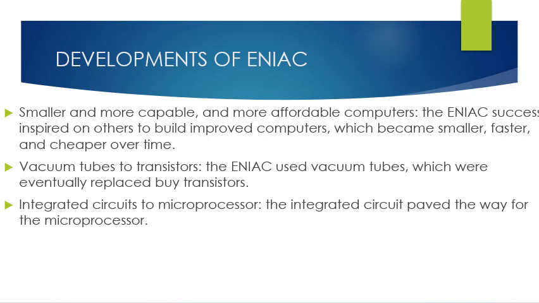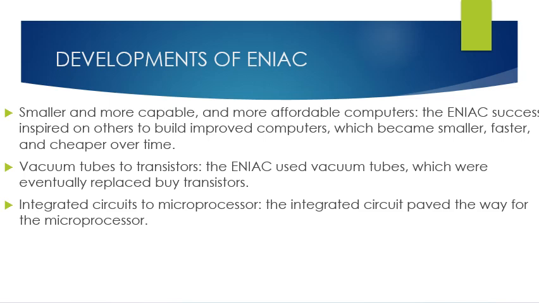Then vacuum tubes to transistor. The ENIAC used vacuum tubes, which were eventually replaced by the transistor. Back then people preferred vacuum tubes because they were the only device available, but the invention of the transistor made individuals divert from vacuum tubes to transistors.